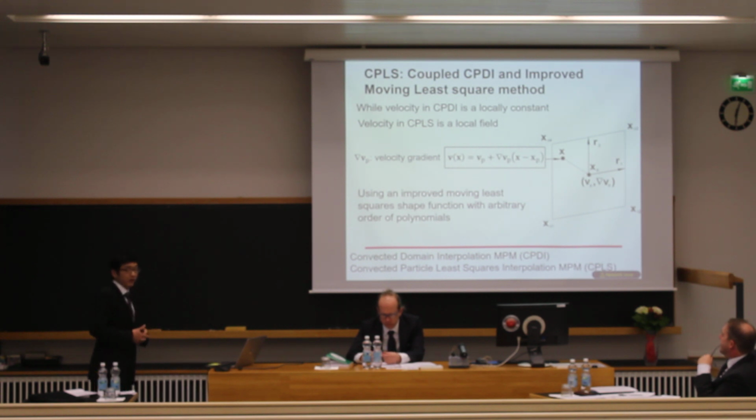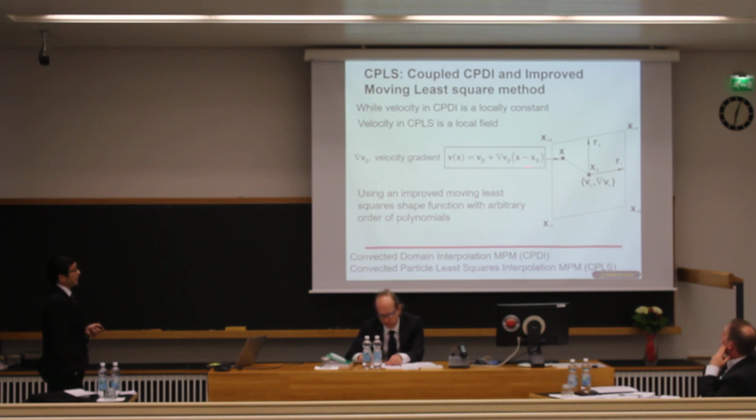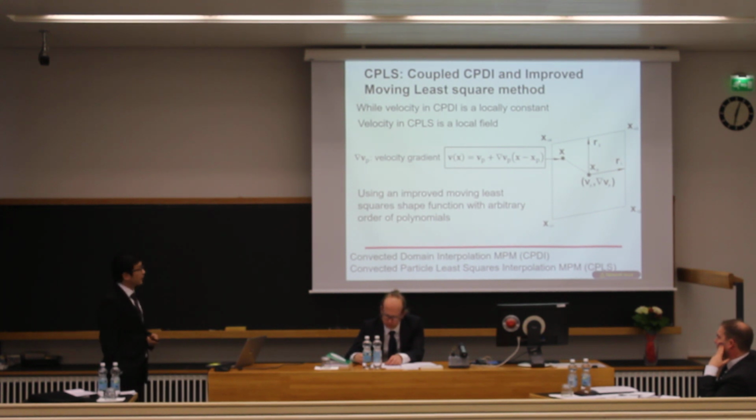So based on the CPDI method, we improve it with two options. The first improvement is that we no longer consider the velocity in the particle domain to be constant, but now the velocity in the particle domain will be a local field. And we can extrapolate the velocity in the element by using the velocity gradient. And the second improvement is that instead of using the conventional basis function, we are using the improved moving least squares basis function with arbitrary order polynomials.